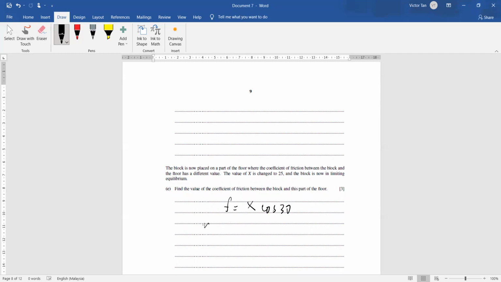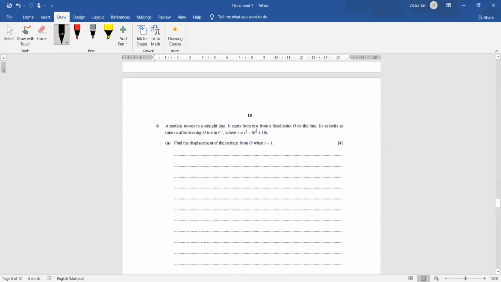So your mu, R is still the same, which is 50. X is 25. Cos 30 is 3 over. It's mu equals to 3 over. Okay, that's the answer.